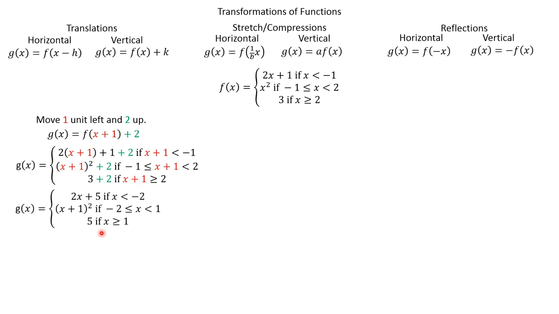So we end up with 2x plus 5 if x is less than negative 2. x plus 1 squared, there should be a plus 2 here. Apparently I can't see that green 2. Should be x plus 1 squared plus 2 if x is between negative 2 and 1 because we subtracted 1 from both of them. And then 3 plus 2 is 5 if x is greater than 1.